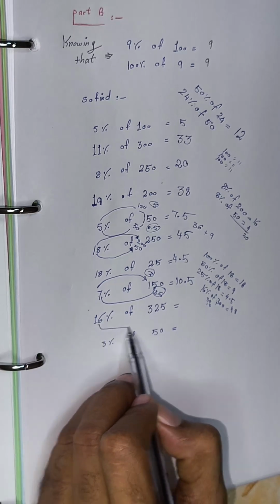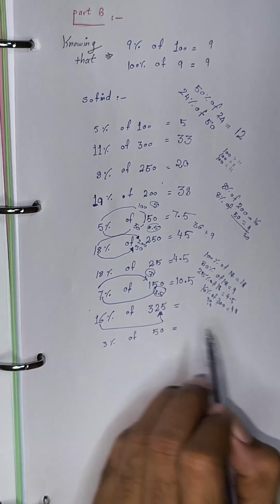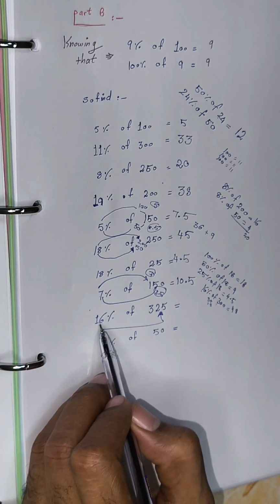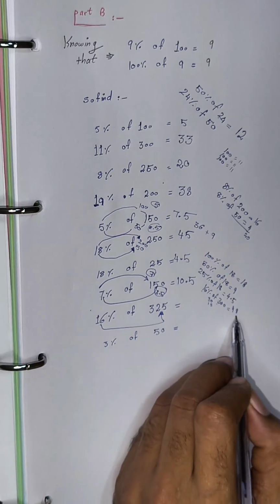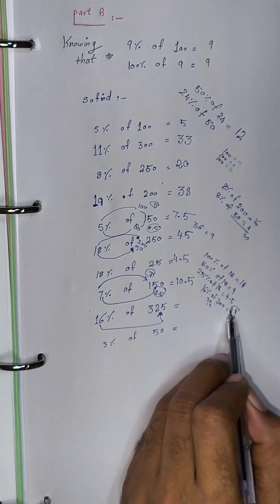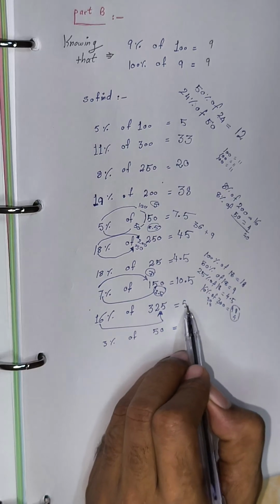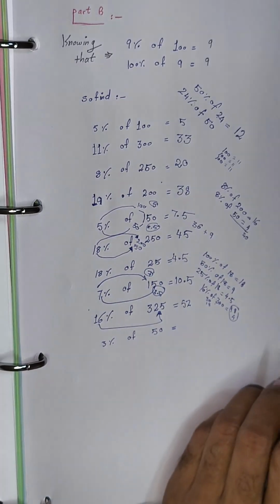And then 16% of 25 is a quarter of 16. So what's half of 16? It's 8. Half of 8 is 4. So the answer is 48 plus 4, which is 52. Alright, that's a nice question.